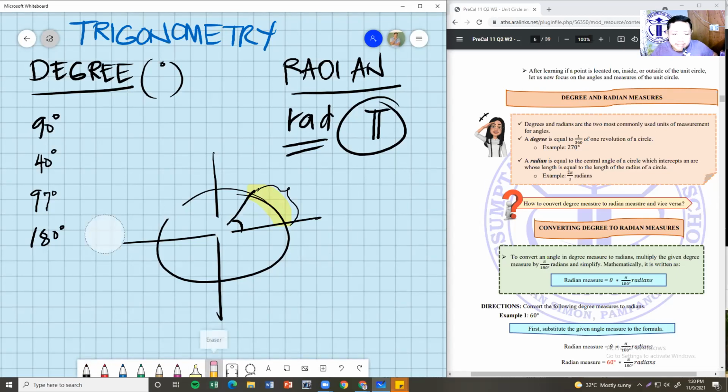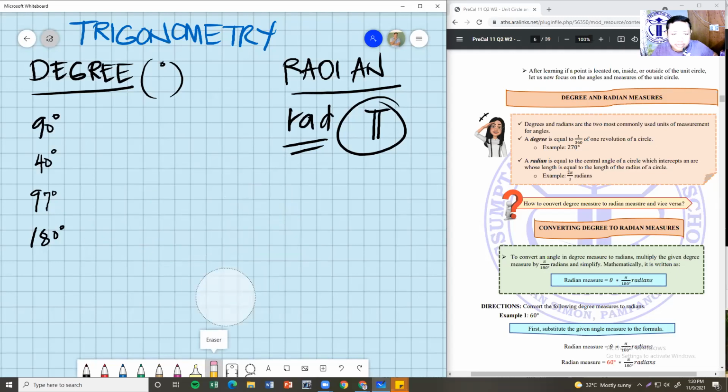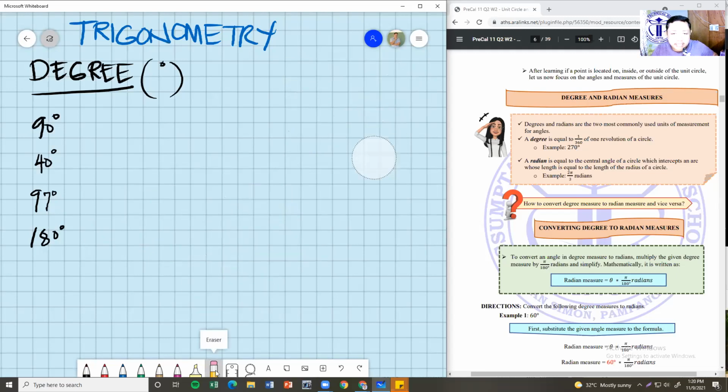Okay, let's have some examples. Did you know that every degree measure has an equivalent radian measure?